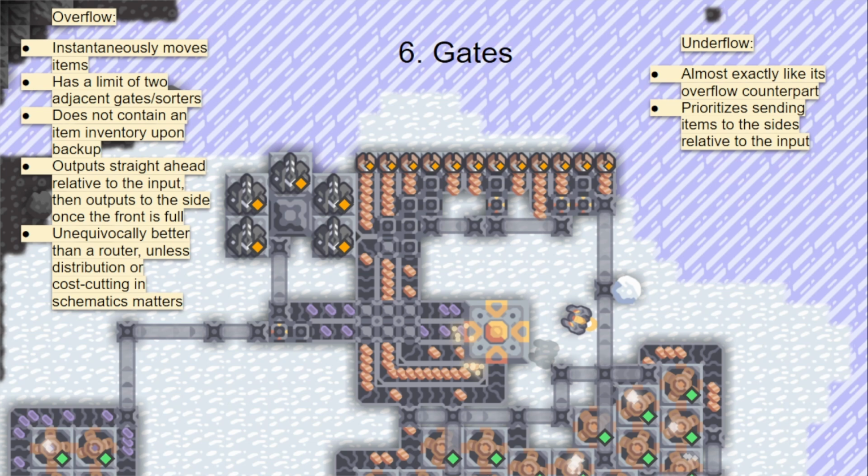Overflow prioritizes sending items forward relative to the input, while underflow will do the opposite. Only two can be put along a supply chain adjacent, and their use in the example is what it looks like when they are effectively at their limit. You'll also notice that we have more than two adjacent here, but because of where it's coming from the input, it all still works. The input being this bridge exit. So, for instance, if there was a gate here, copper would not be sent down this line.